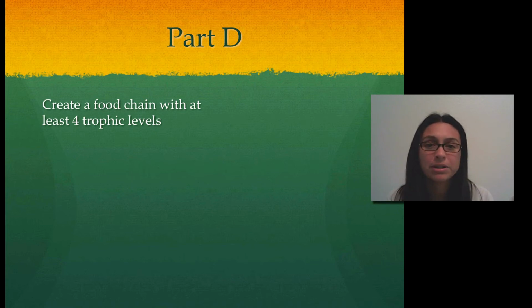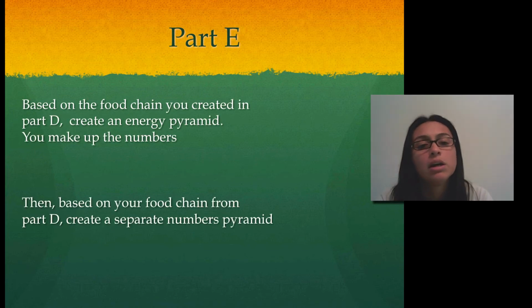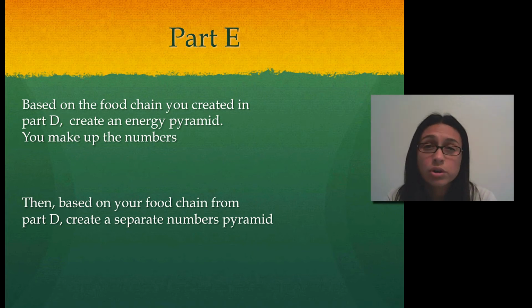I'd like you to find pictures of plants and animals from your biome and then put them together, put the arrows, and do it that way. Alright, part E. Based on the food chain that you created back in part D, you're going to create an energy pyramid. Okay, so an energy pyramid, there's different features in Word, in PowerPoint, and even in Prezi and Glogster where you can actually create a pyramid, and then you fill in the numbers.